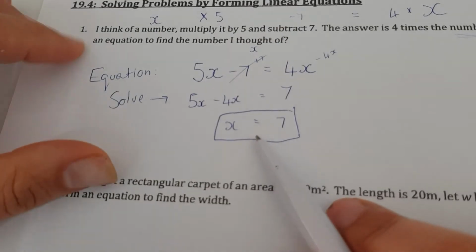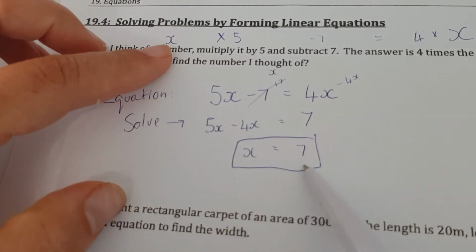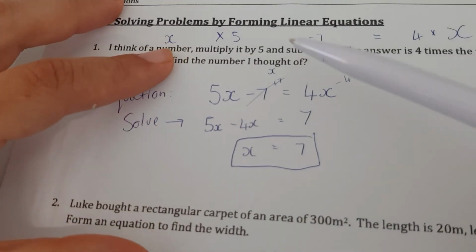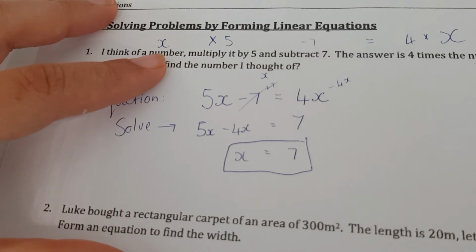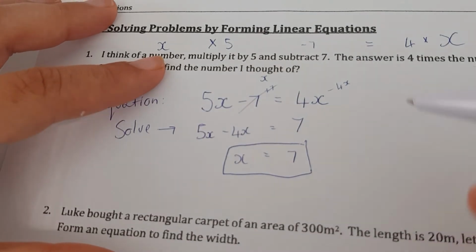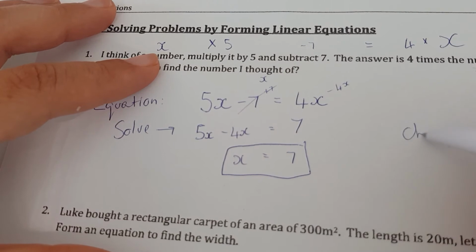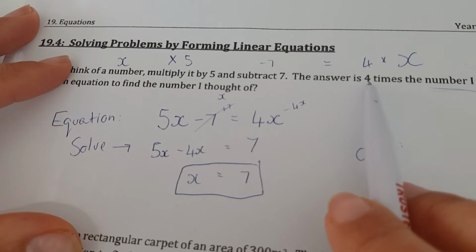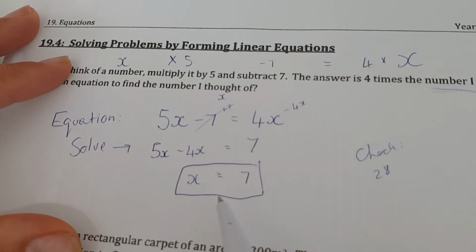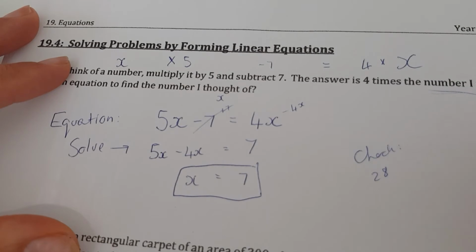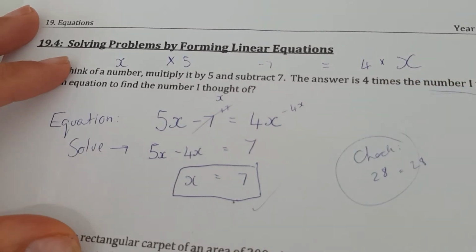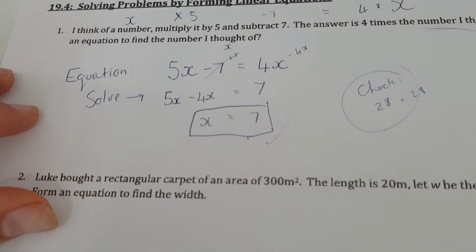Let's see if it's true. I think of a number. The number I thought of is 7. When I multiply by 5, 7 times 5, I get 35. 35 minus 7 will give me 28. Let's check. I got 28. That answer is the same as 4 times the number I thought of. 4 times 7 is also 28. So the right hand side is equal to the left hand side. So that is correct. That is the answer. Okay. This is just checking. You can do it mentally.